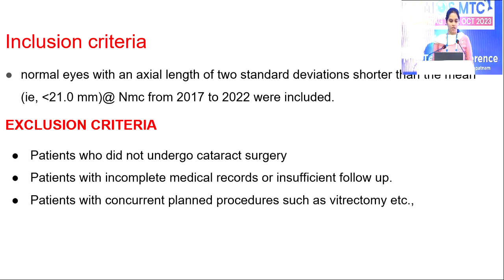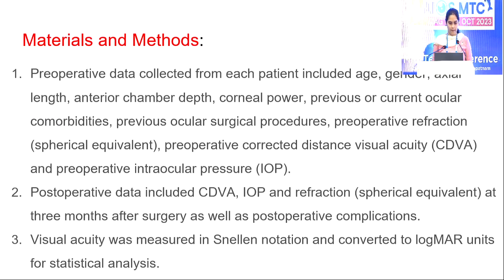Inclusion criteria: eyes with an axial length of less than 21 mm. Exclusion criteria: patients who did not undergo cataract surgery, patients with incomplete medical records or insufficient follow-up, and patients with concurrent planned procedures such as vitrectomy or trabeculectomy.